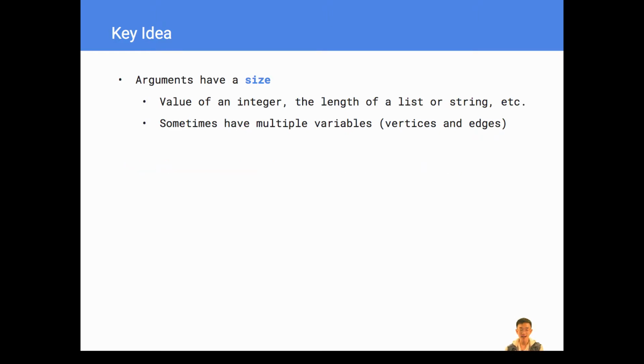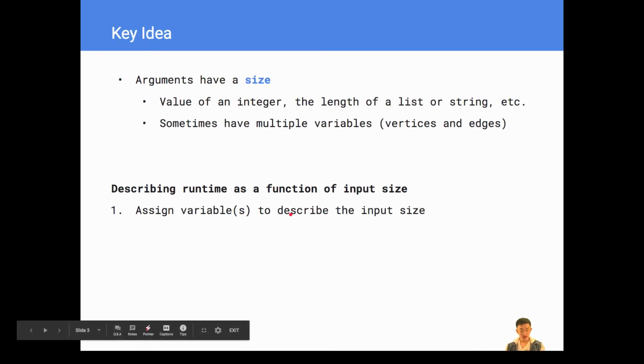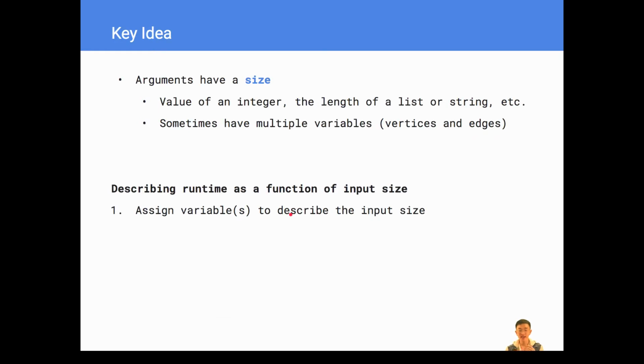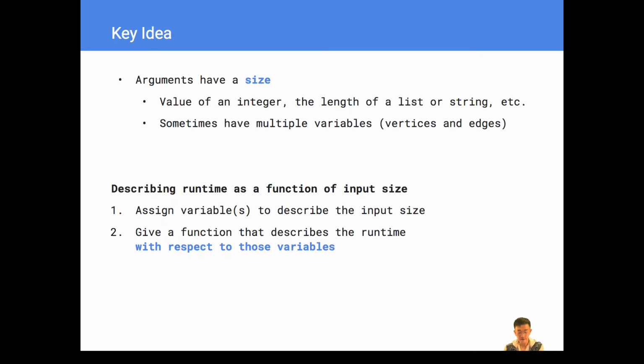And after we know what the size is, we can jump into how to describe a runtime in regard to the input size. And first, we cannot do analysis on the runtime without an input size. So it is very important for us to assign variables to describe the input size first. And after that, we're going to give a function that describes a runtime. So basically, a runtime is just a function with respect to the input variables. And thus, it is a function that describes how our function is going to behave in regard to the input sizes.